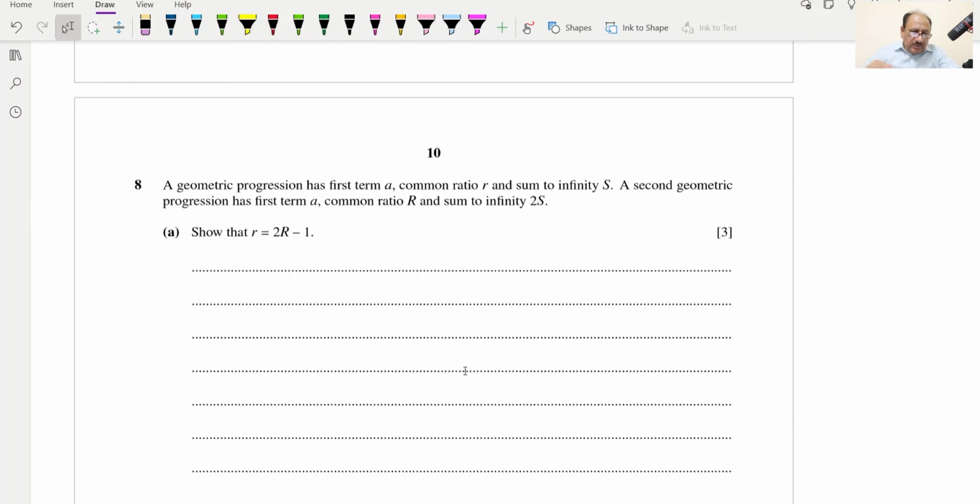Now question number 8. Question number 8 is: a geometric progression has first term A and common ratio R and sum of infinity S. And a second geometric progression has first term A, common ratio capital R and sum of infinity 2S. Show that this is equal to this.